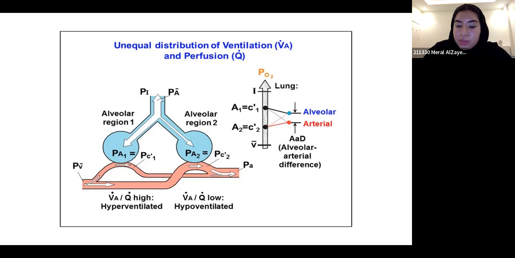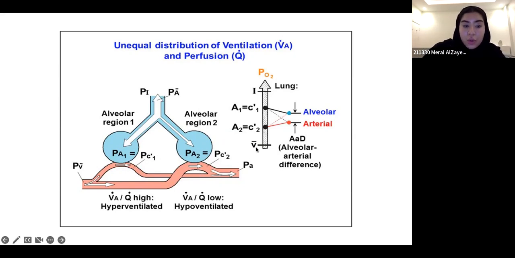As we already mentioned a couple of times before, the higher the VQ ratio, the higher the partial pressure of oxygen, as you guys already wrote in the chat, okay? Let me repeat. You guys just said as we have a high VQ ratio, the higher the partial pressure of oxygen. So alveolar region 1 will have high partial pressure of oxygen compared to alveolar region 2, okay?